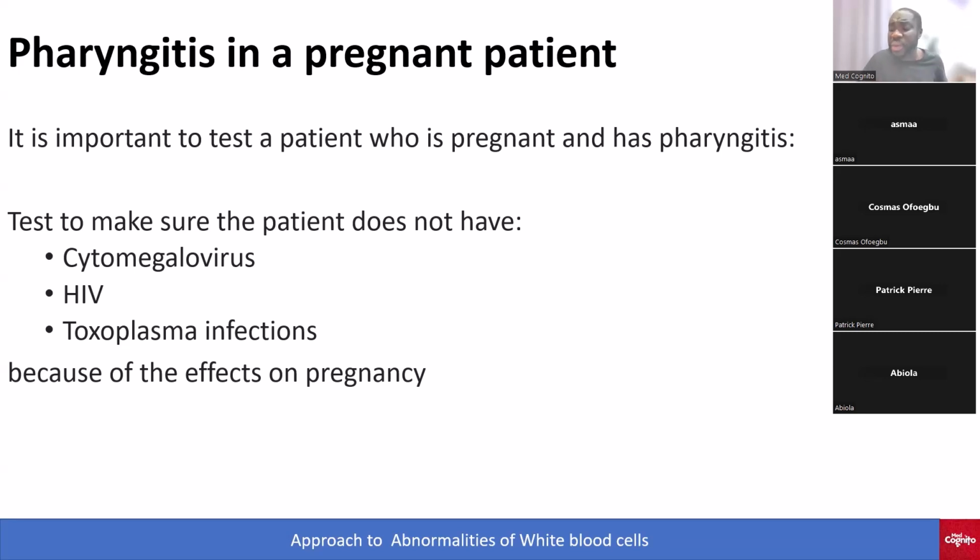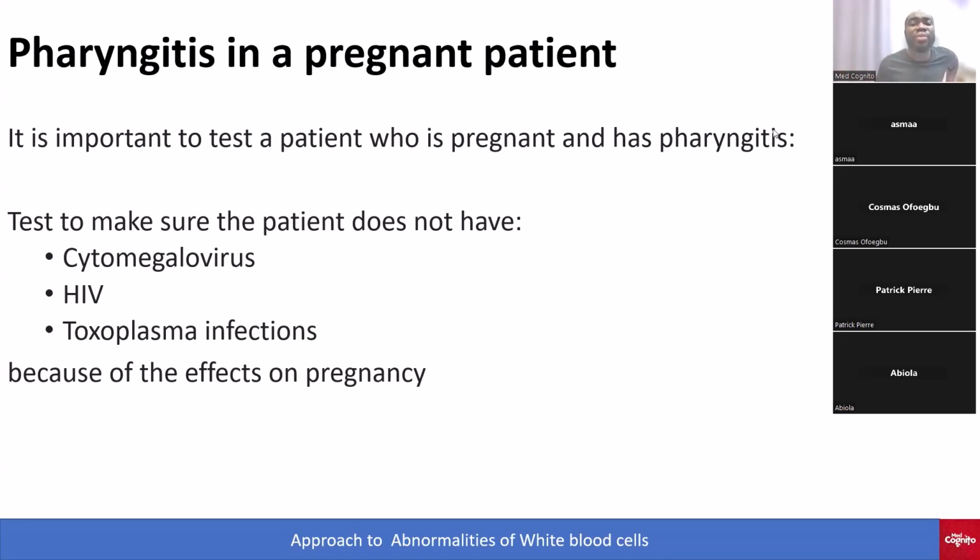Now, can somebody tell me what is one complication of cytomegalovirus in a baby? Deafness. Hearing loss, deafness, okay. What about eyes? Retinopathy. Okay.